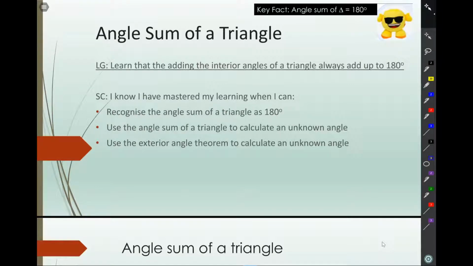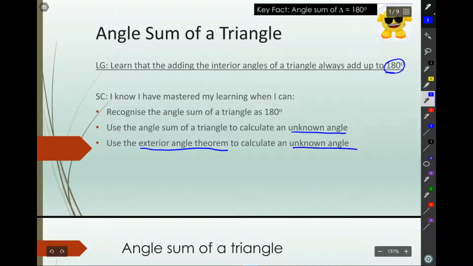Moving on to the next topic we have to cover in this unit, which is the angle sum of a triangle. We're going to be looking at the fact that adding up all the interior angles of a triangle will always add up to 180 degrees. And then we're also going to look at this thing called the exterior angle theorem. And both of these things we're doing so that we can calculate unknown angles.